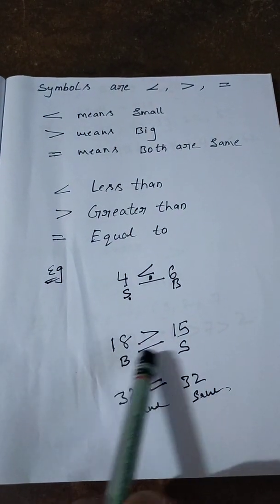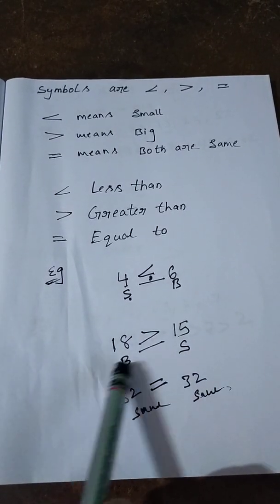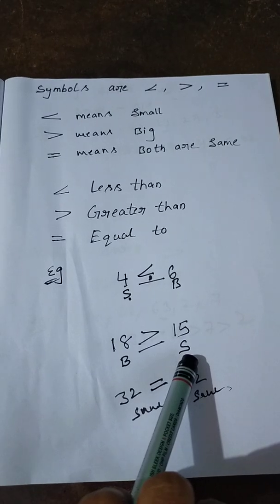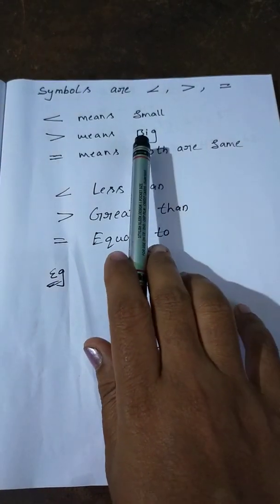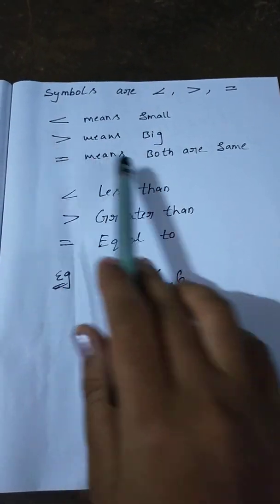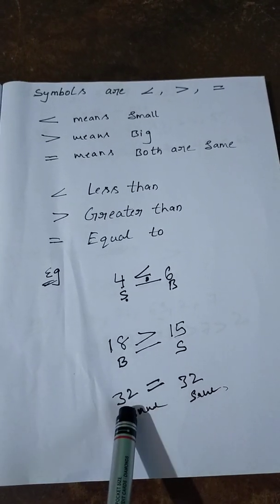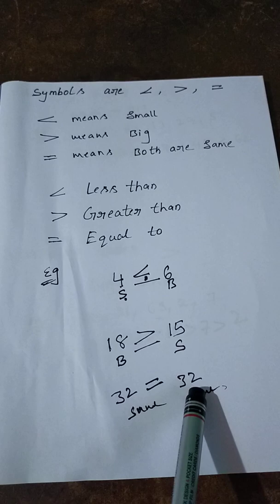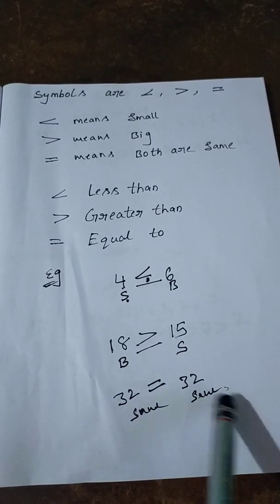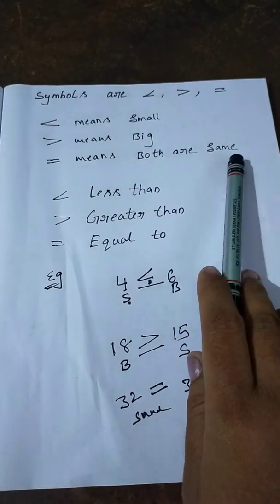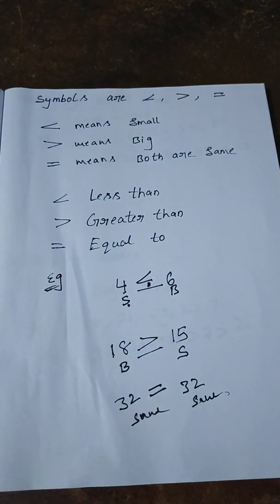Next, take the numbers 18 and 15. Which one is smaller? Which one is bigger? 18 is the bigger number and 15 is the smaller number. So the first one is the bigger number. Which symbol indicates the bigger number? Greater than. So in this situation, use the greater than. And the next example is 32 and 32. Comparing these two numbers, which one is smaller? Which one is bigger? No, both are the same numbers. In this situation, use the equal to.